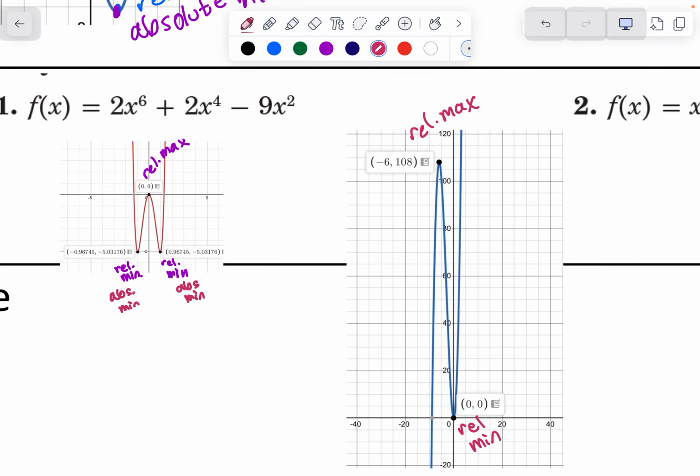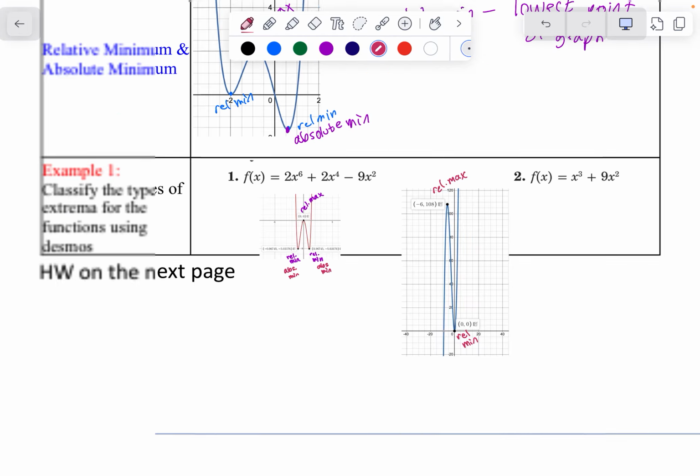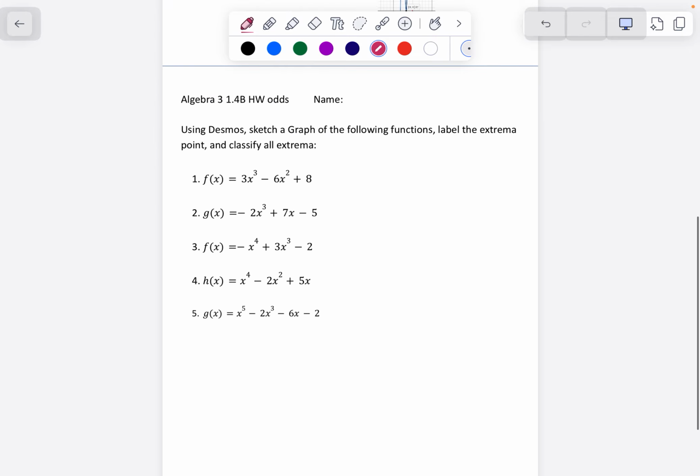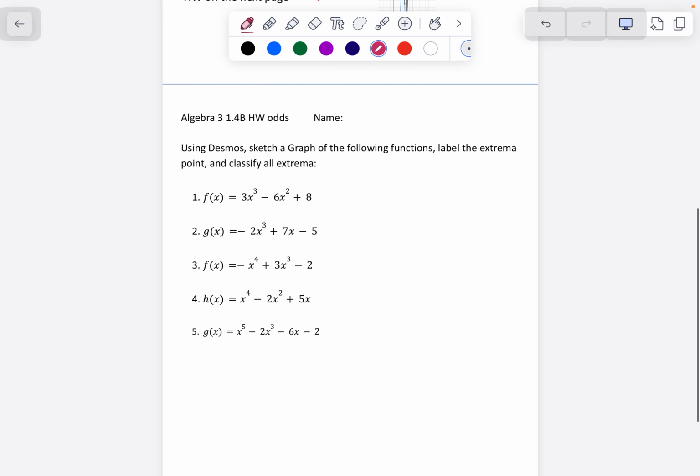So that is your assignment. That's the notes. You're going to sketch it in Desmos and then label and classify all of the extrema. So you're doing 5 problems. Pull up Desmos, draw what you see, label the points, bam, that's your assignment. That's it, okay?